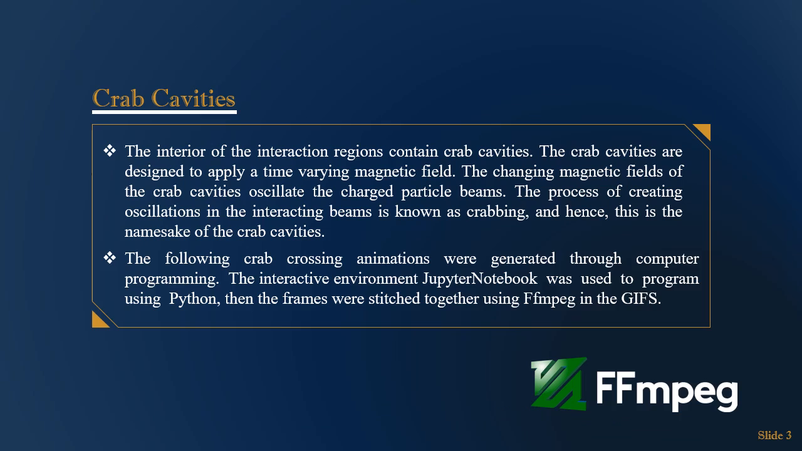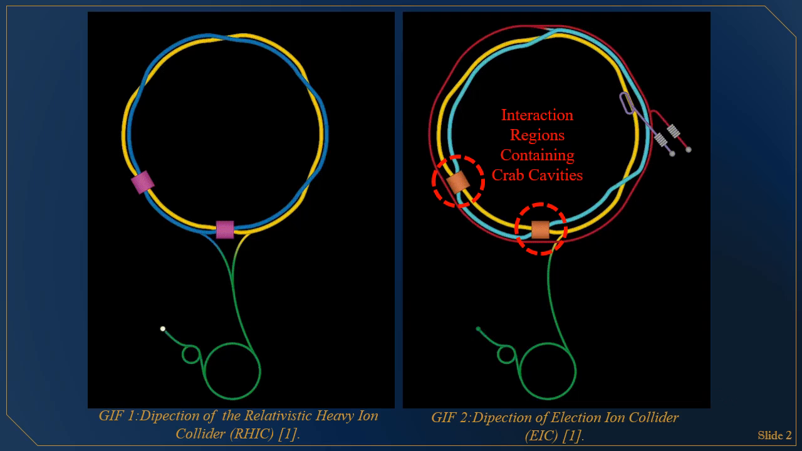In the interior of the interaction regions of the EIC, there are crab cavities. The crab cavities are designed to apply a time-varying magnetic field which causes the charged particle beams to oscillate. This is known as crabbing. Here are the interaction regions that contain the crab cavities in the EIC.